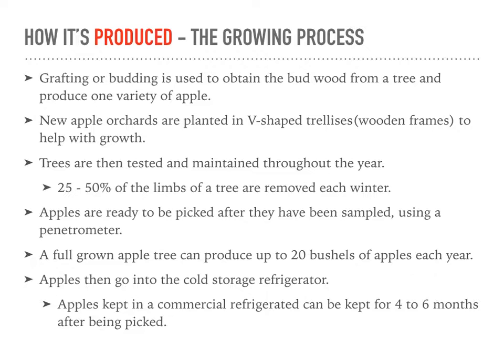The apples are ready to be picked after they've been sampled using the penetrometer, which was one of our vocab words. This measures the crispness of the apple. It is a machine that punctures two sides of an apple, and it measures the amount of weight it would take to penetrate the apple, and you want it to be about 14 pounds, and that means it's crisp enough to eat but not too crisp that you can't bite into. A full-grown apple tree can produce 20 bushels, or about 20 crates of apples each year. Apples are then put into the cold storage refrigerator, where they can be kept for about 4 to 6 months after being picked before they're distributed.